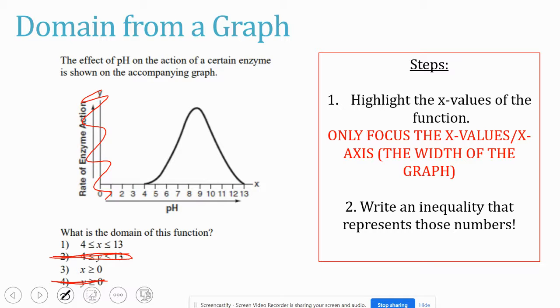And the same thing, we're going to look at how wide this is. So we can see that our starting point is 4 and our ending point is 13. So that means all of the values, all of the x values from 4 to 13, those numbers included because we don't have any open circles, that makes up our domain. So that is choice 1. Every number in between and including 4 and 13 are part of this domain. So the more you practice this, the better you're going to get at it. But when you're focusing on the domain, only look at the x values and try to create this kind of scale and highlight where your starting point is and where your ending point is.